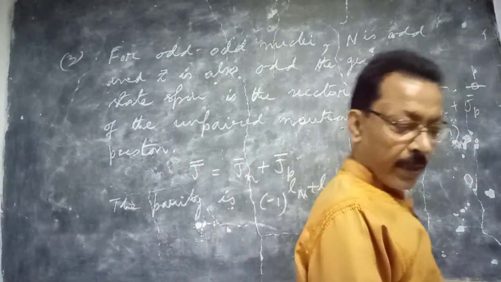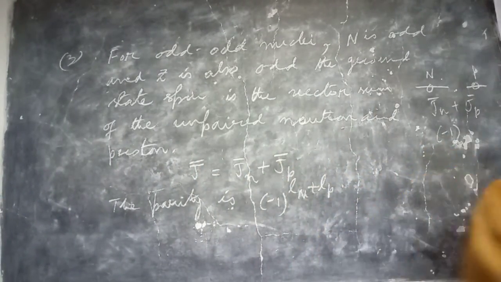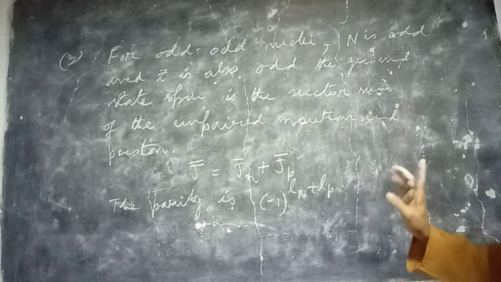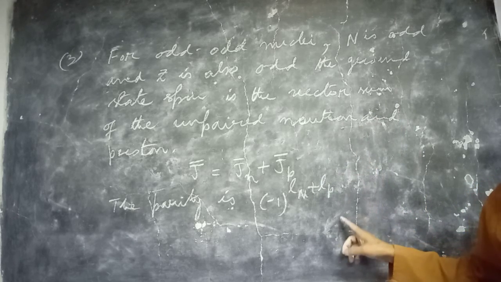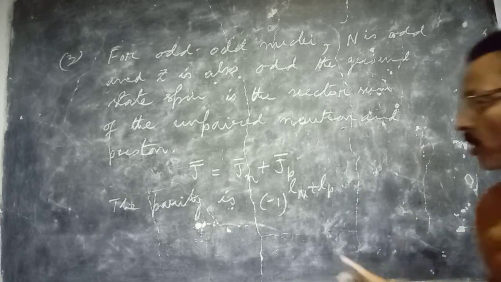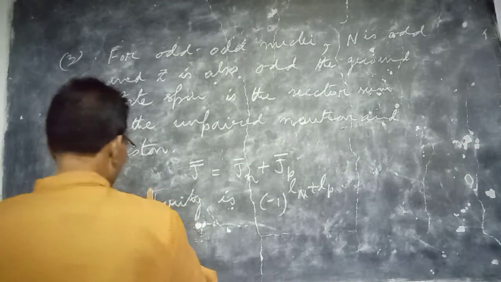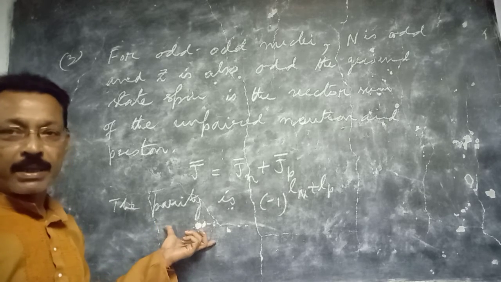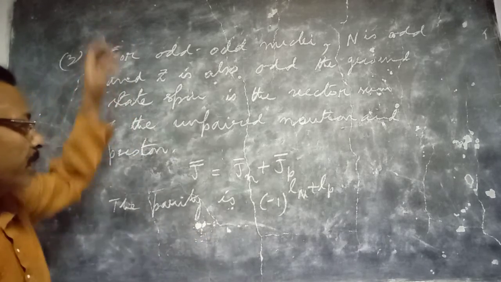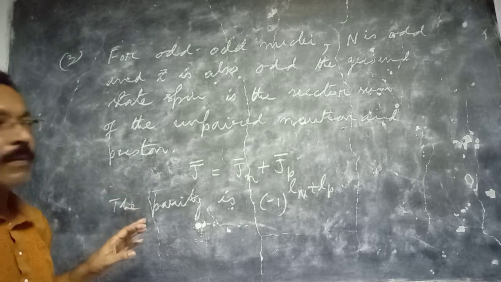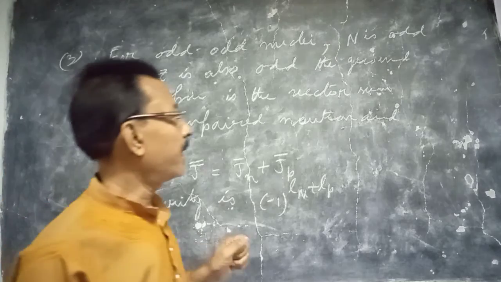So with the help of the shell model, not only the magic numbers are reproduced, but the ground state spin and parity of the nuclei can be explained. So this is the more important observation of the shell model. It is not only to reproduce the magic numbers, but to determine the ground state spin and parity of the different nuclei. But there are certain exceptions.